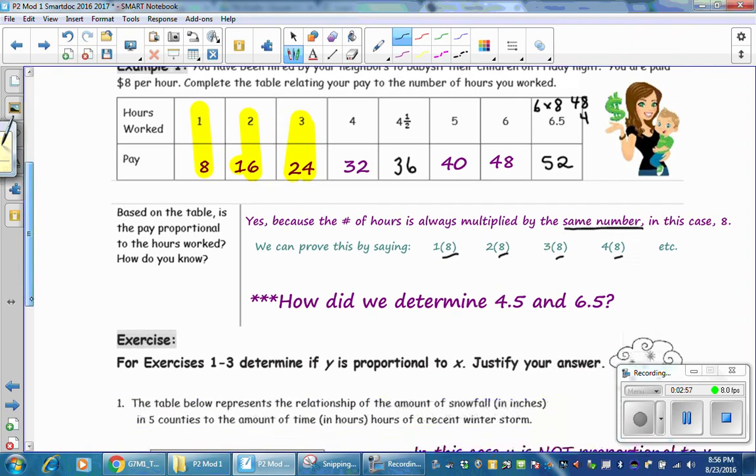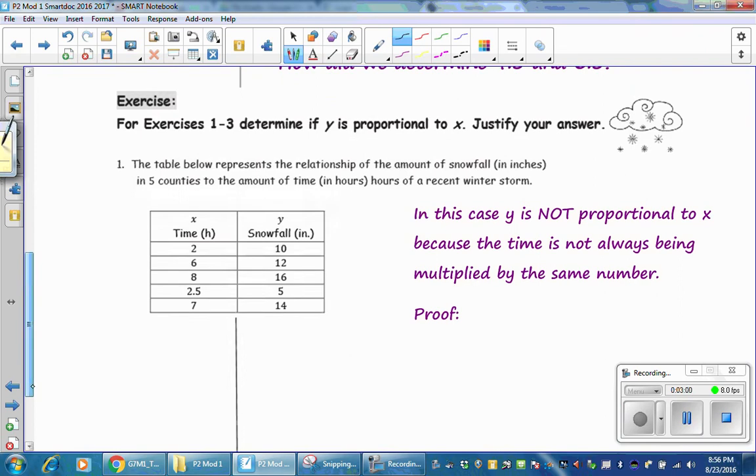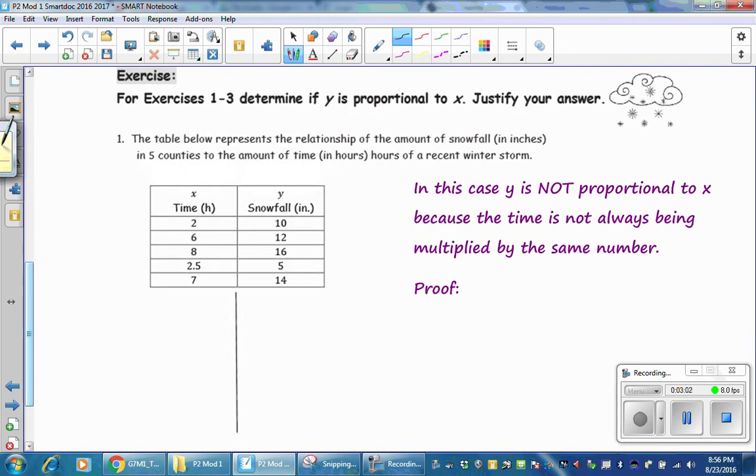For the next exercise, Exercises 1 through 3, determine if y is proportional to x and justify your answer. In other words, how do you know? The table below represents the relationship of the amount of snowfall in inches in 5 counties to the amount of time in hours of a recent winter storm. So our variable x is the time, and the snowfall, variable y, is recorded. So in 2 hours, 10 inches of snowfall happened.